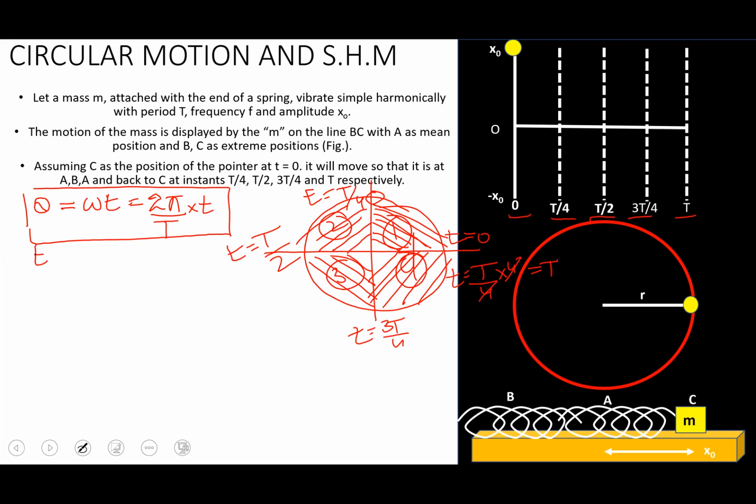So at t equal to 0, what will happen? What will be the radian at that point? Theta will be equal to 2 pi by T multiplied by t, putting the value of t as 0, we get 0 over here.